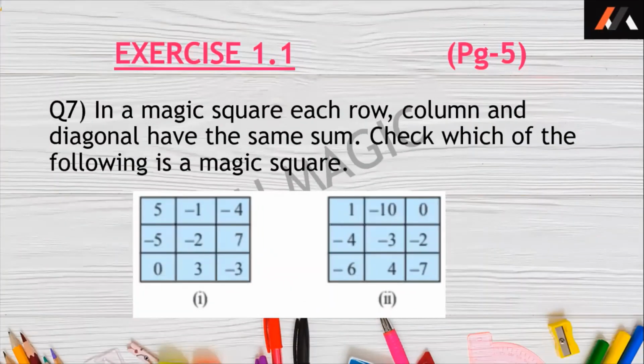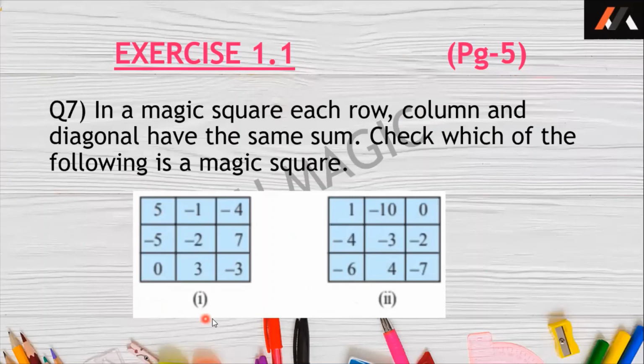In a magic square, each row, column and diagonal have the same sum. Check which of the following is a magic square. In this question, we have been given two squares. We have to find which is a magic square. The speciality of a magic square is that a row, a column, and the diagonal will have the same sum. This is a row, this is a column, and this is a diagonal.